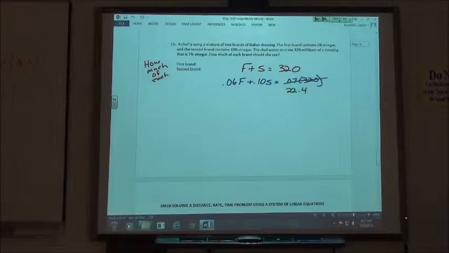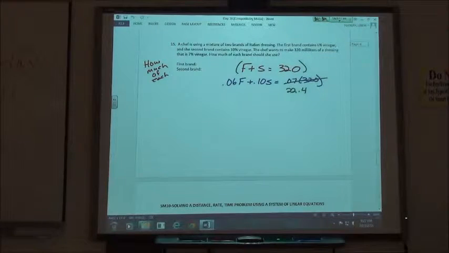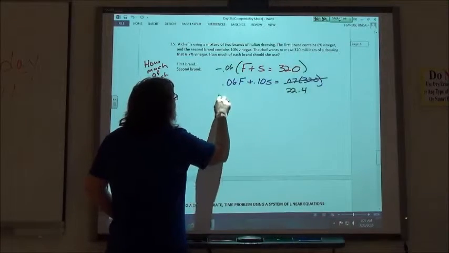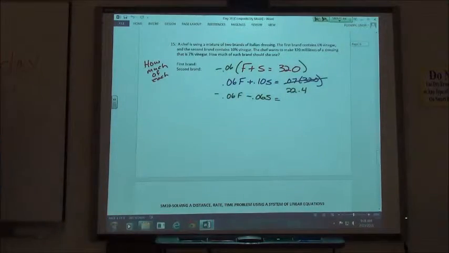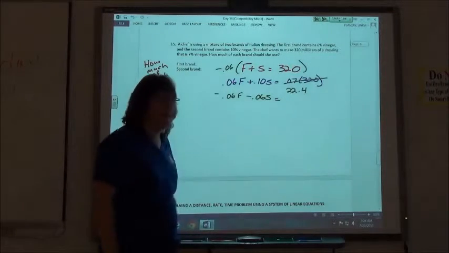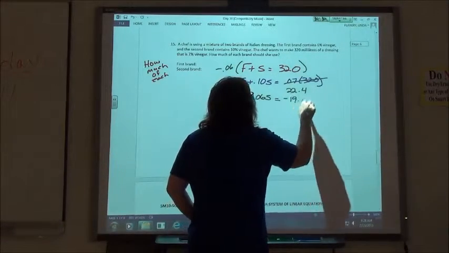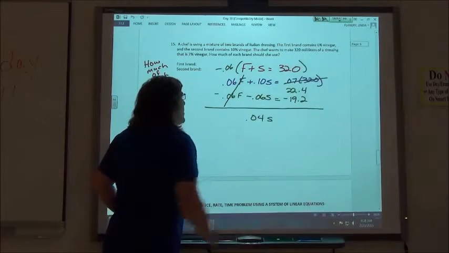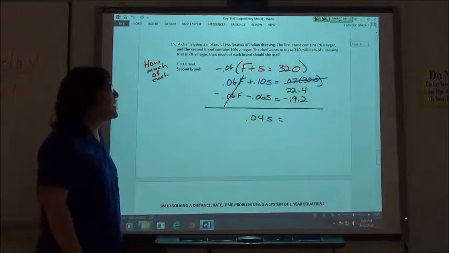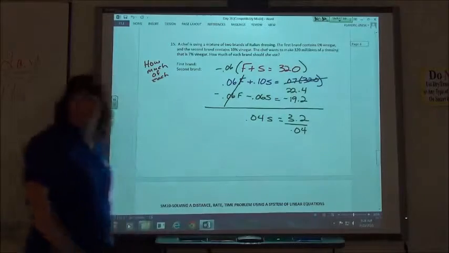So if we solve by the elimination method, we would probably take the top equation times negative 6%, negative 0.06. So negative 0.06F minus 0.06S equals negative 6% of 320, which is negative 19.2. So the F's cancel out. 10% minus 6% would be 4%, so 0.04S. 22.4 minus 19.2 would be 3.2. So 3.2 divided by 0.04.